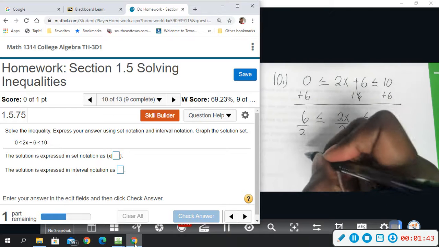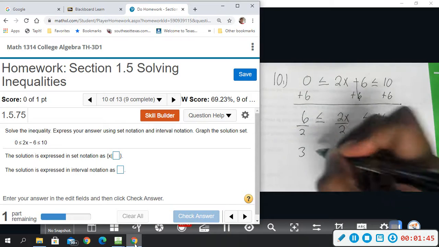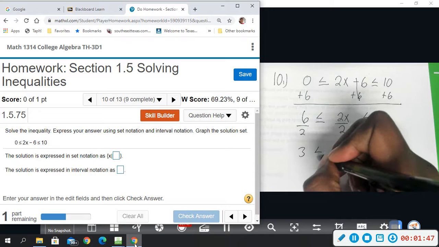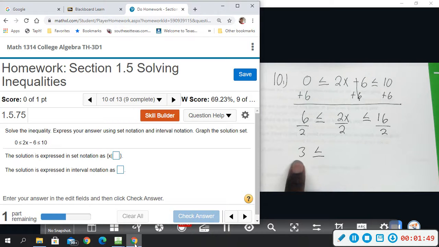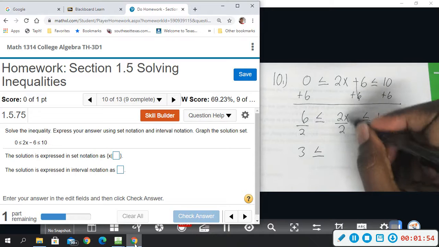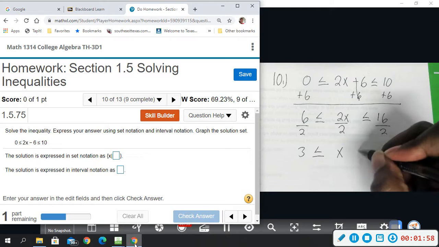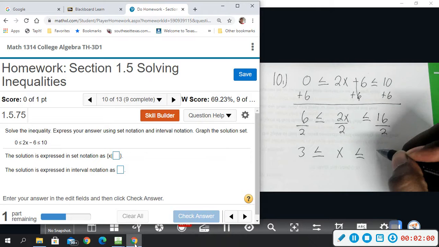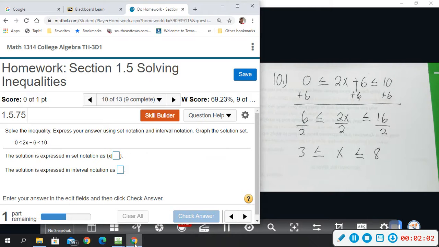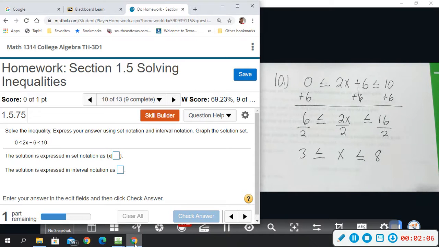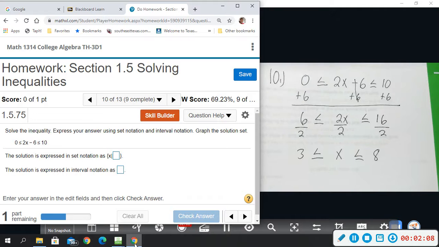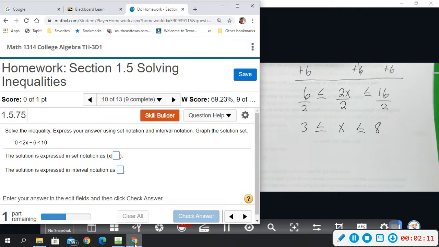6 divided by 2 is 3. Bring down less than or equal. So again, remember, we don't flip the sign unless we divide by a negative, or if we multiply by a negative. So 2 divided by 2 is just 1, so we're left with 1x. Less than or equal to, that gives us 8. All right, so here's our inequality, and this is basically in set notation. We just have to add the brackets, okay?